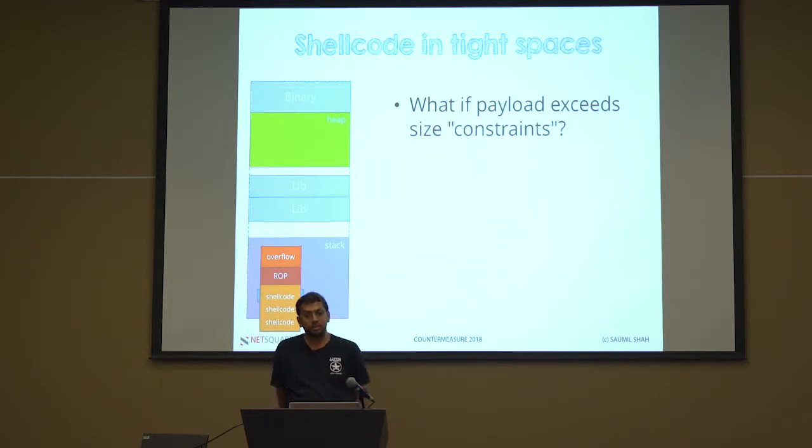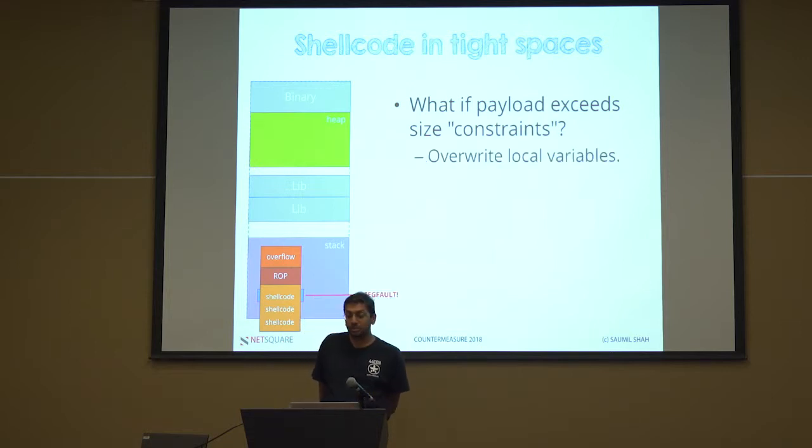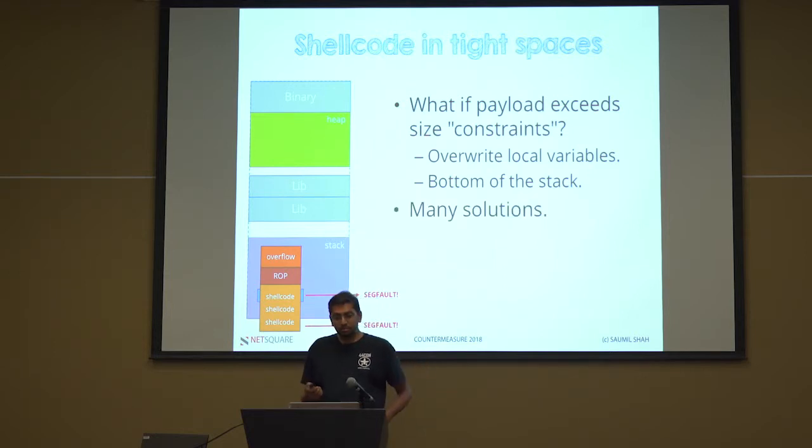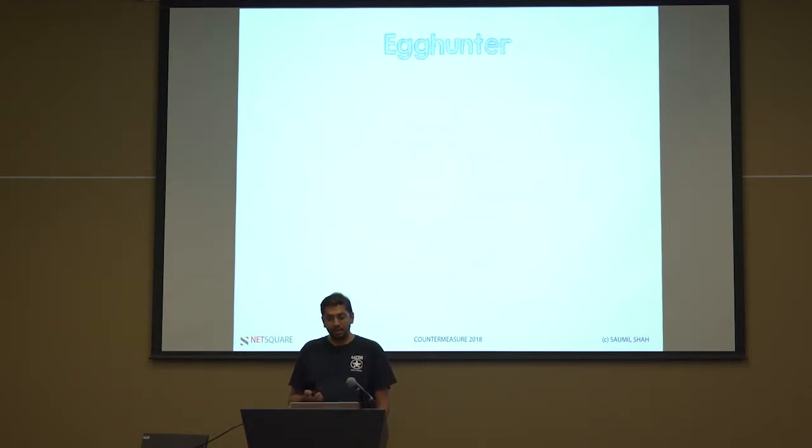There are several conditions. Sometimes you might overwrite a local pointer in the local variable space, and when the pointer is executed or dereferenced, it causes a seg fault. If you hit the bottom of the stack, you may hit a seg fault. So if space is a limitation, we have solutions like the egg hunter. So what does the egg hunter do?